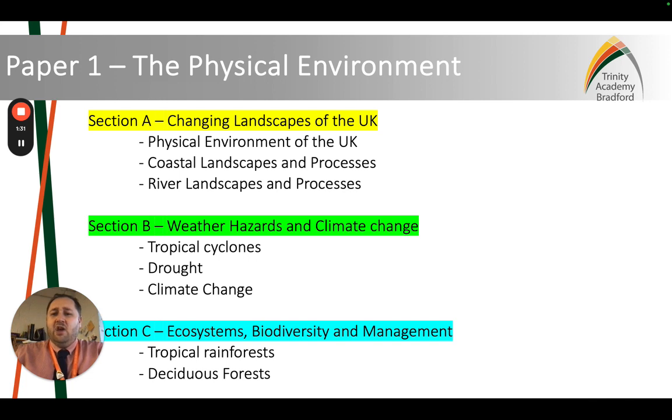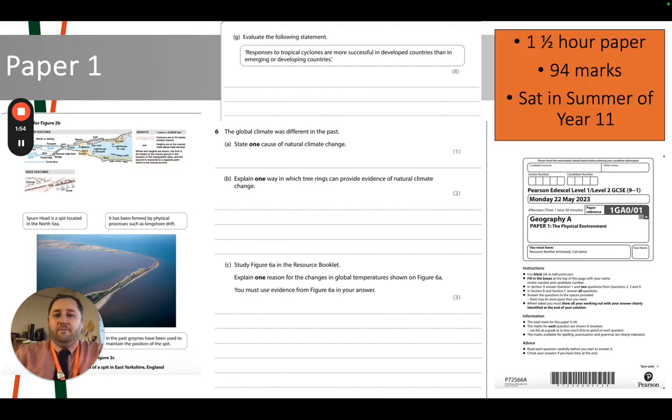In section B, we look at weather hazards and climate change. So we look at things like tropical cyclones and their formation and the impact that they have. We look at drought in contrasting environments, and then we look at the impacts of climate change. In section C, we look at ecosystems, biodiversity and management in 2 different forests. So we look at tropical rainforest and the deciduous woodland.